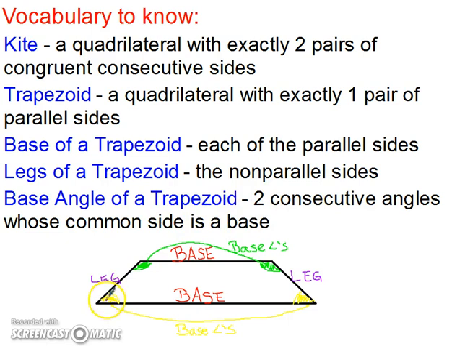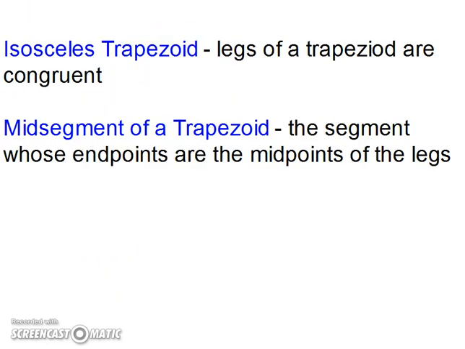And base angles of a trapezoid are the 2 consecutive angles whose common side is a base. So this is 1 pair of base angles. This is a different pair of base angles. An isosceles trapezoid is when the legs of a trapezoid are congruent. And the midsegment of a trapezoid is the segment whose endpoints are the midpoints of the legs.